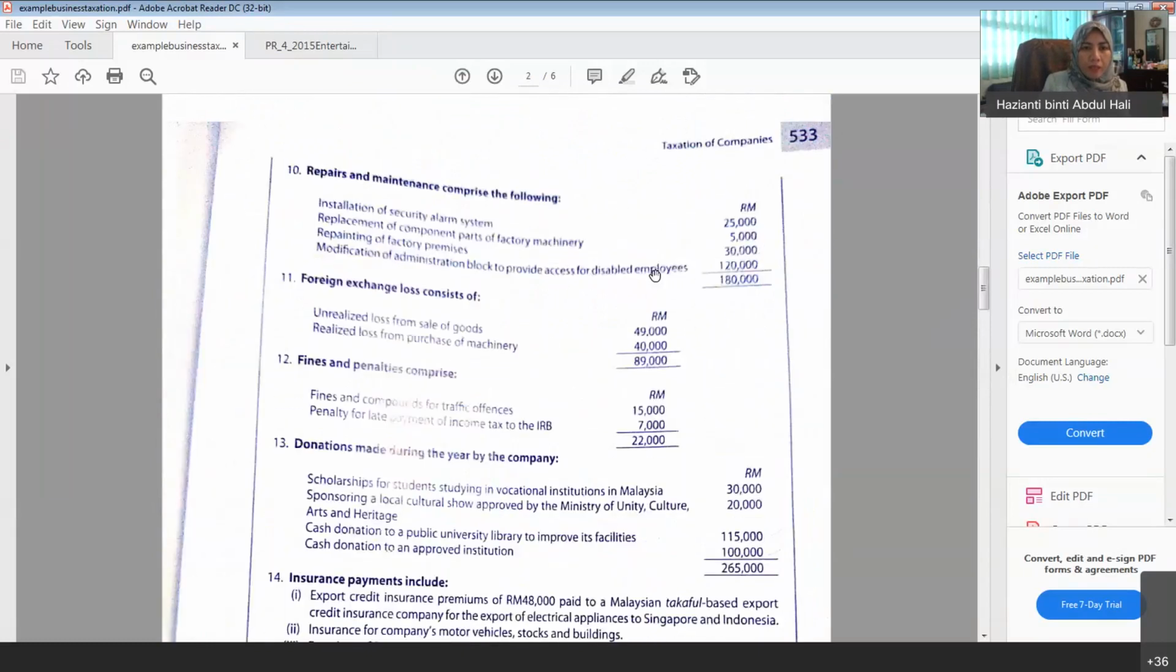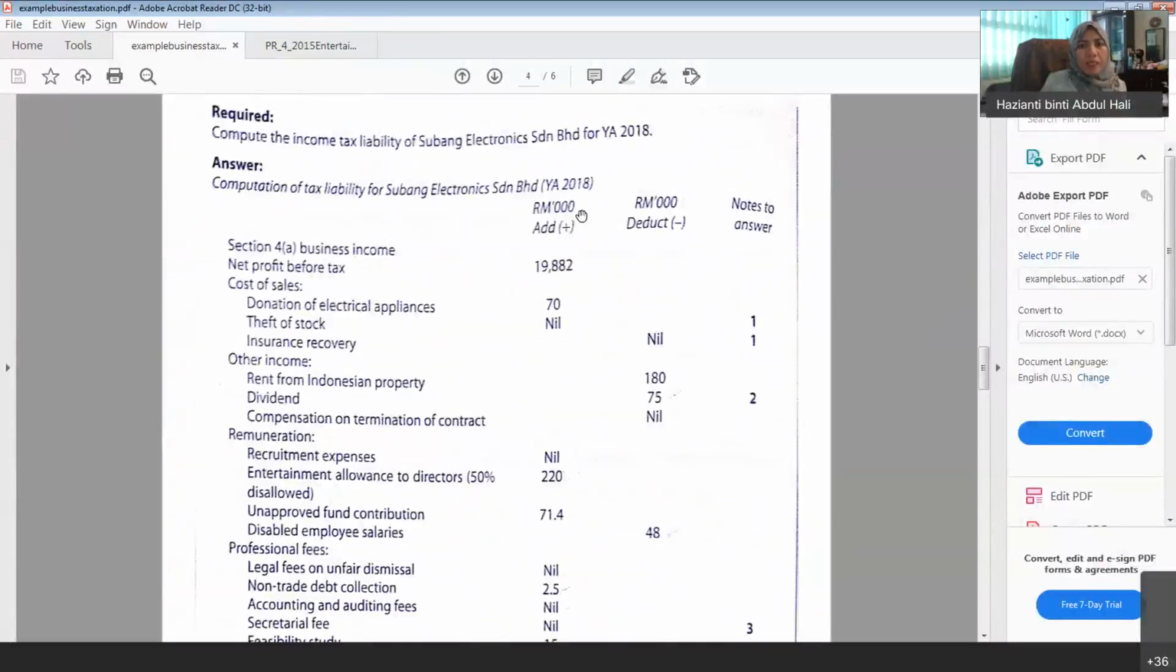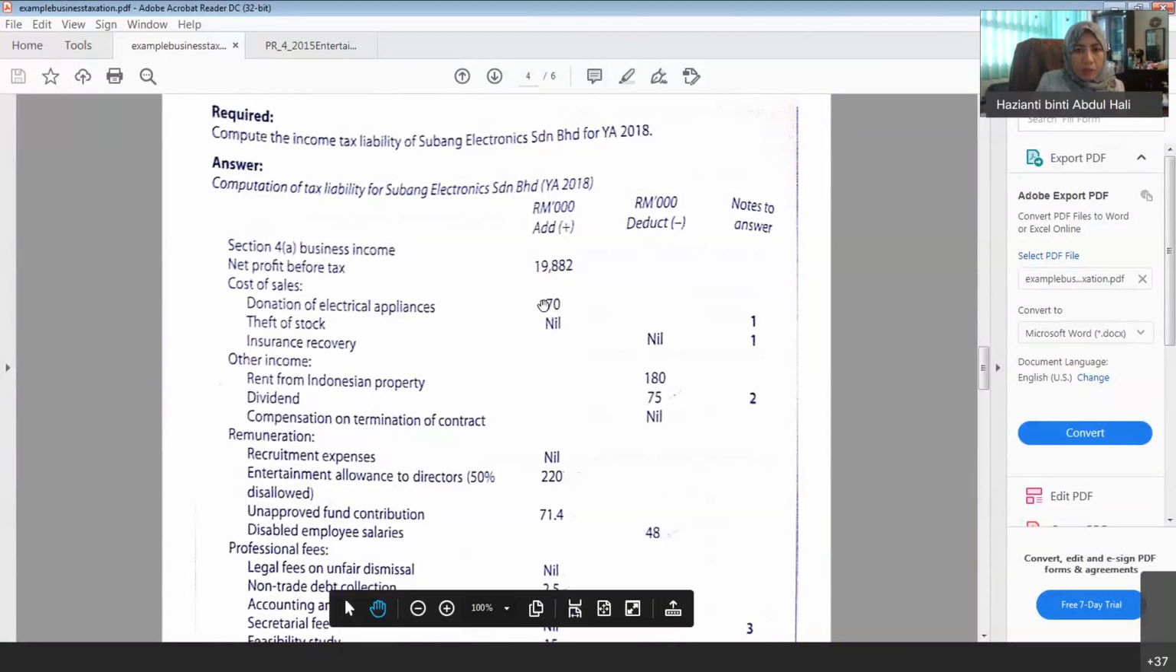Alright, and then kita tengoklah apa yang kita nak add, apa yang kita nak deduct. So we have to go through one by one. Satu, donation of electrical appliances. Dia adalah donation, so kita kena tambah balik dekat sini. Because now kita tengah nak cari income dia, income yang kena tax. So di donation ni dia tak boleh tolak dekat atas tadi, dia kena tolak dekat bawah. So kita tambah balik dekat sini. Theft of stock. Okay, barang dia kena curi. So tak ada patutnya. Insurance recovery. So dia offset, so tak ada.